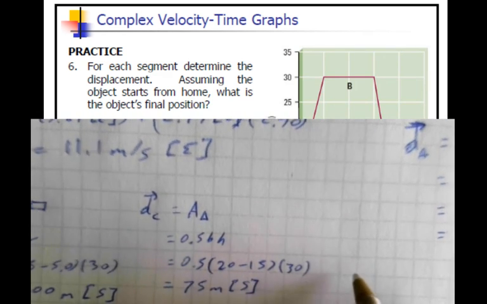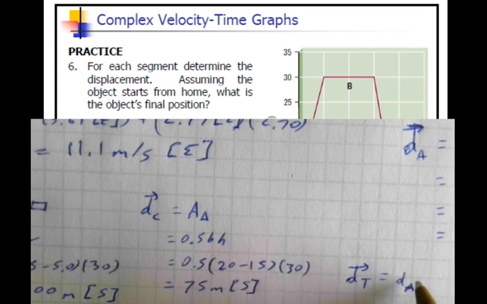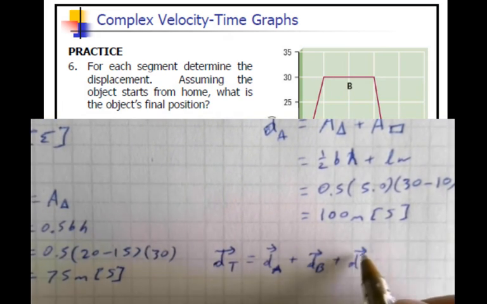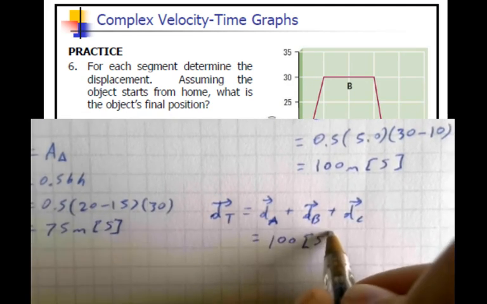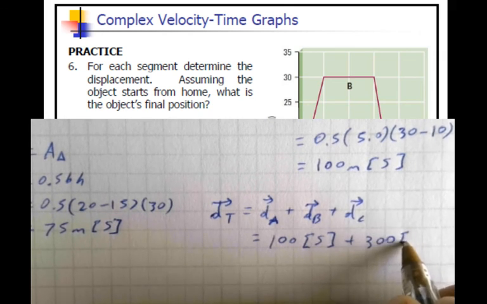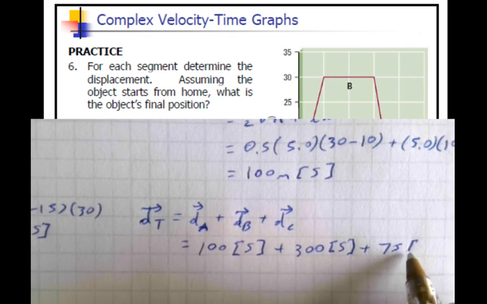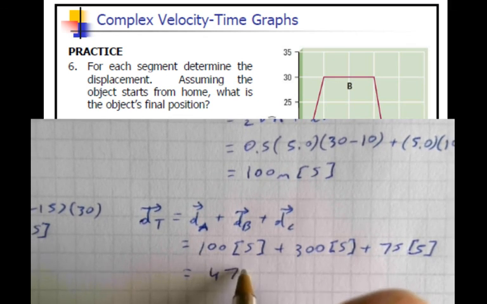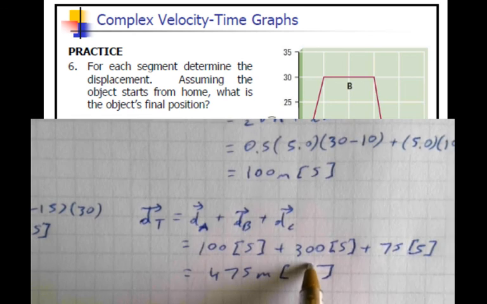And we would finish this off by finding the total displacement, which is the displacement of A plus the displacement of B plus the displacement of C. That equals 100 south plus 300 south plus 75 south. And all together we get 475 meters south. And that is our final answer for that question.